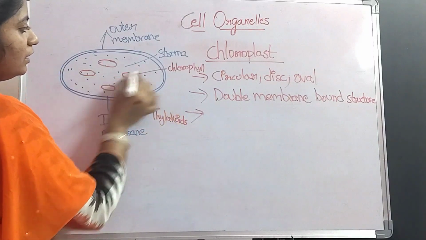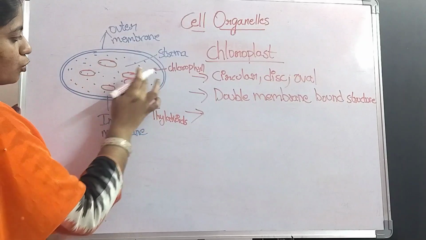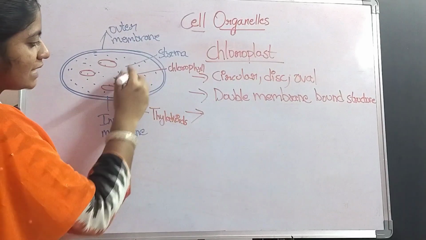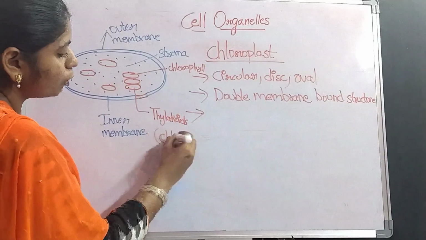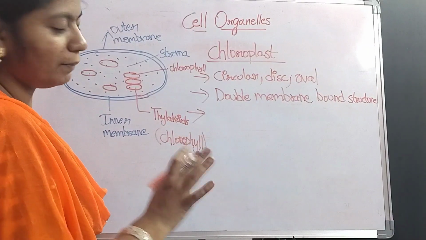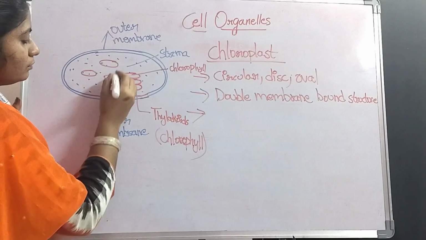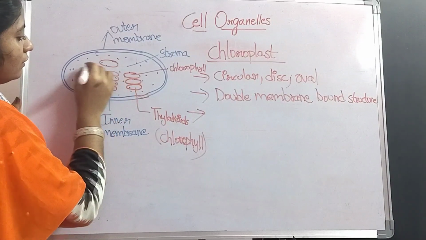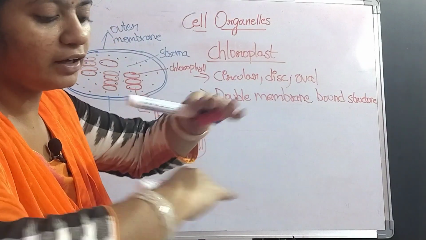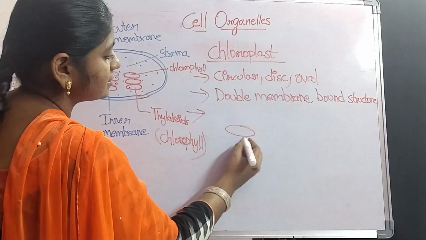So again I am repeating, the inner space which is created by the inner membrane is called stroma. The stroma contains sac-like structures which are called thylakoids. Inside the thylakoids are chlorophyll pigments which promote green color in plants. And here the thylakoids are again in a pile-like, coin-like structure. When we arrange coins one upon the other, we observe a pile-like structure like this.